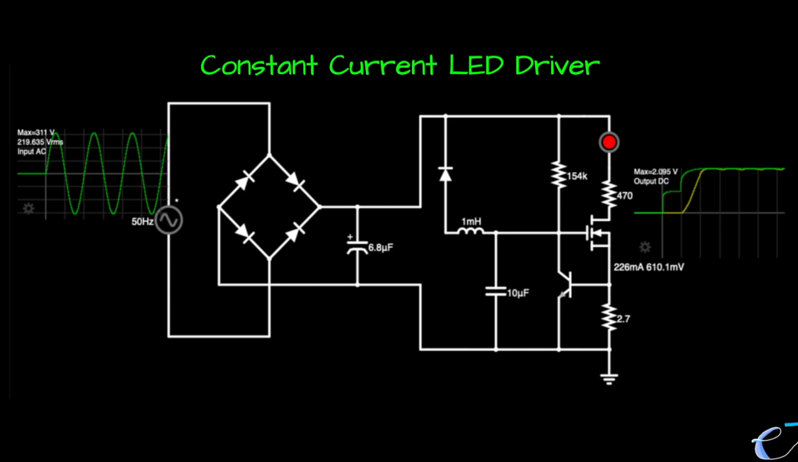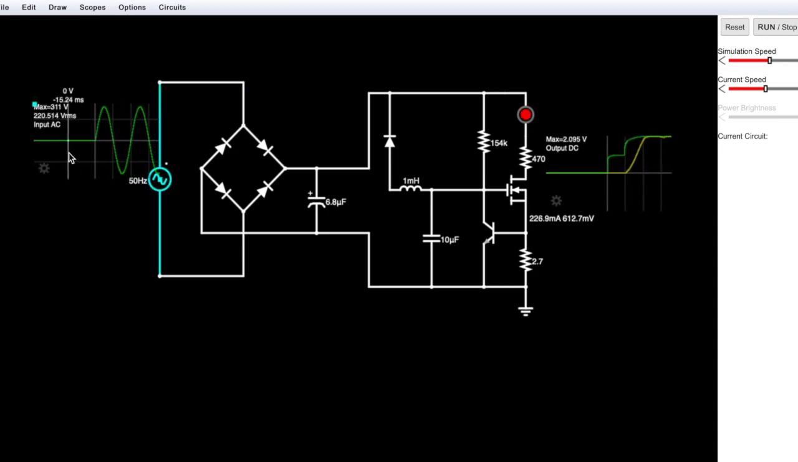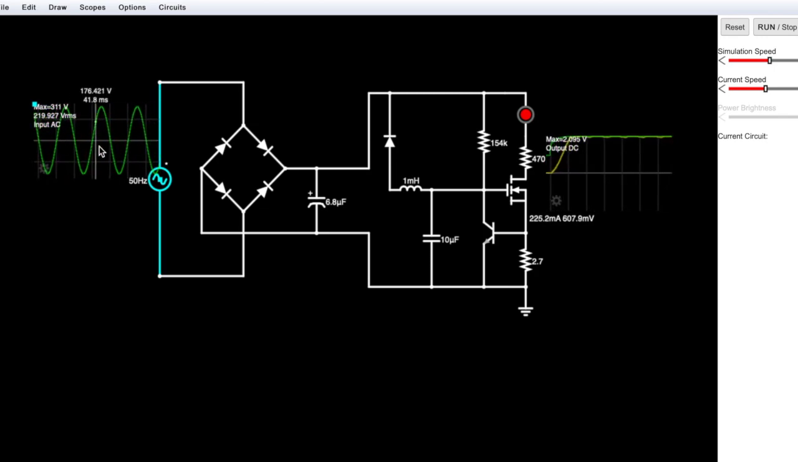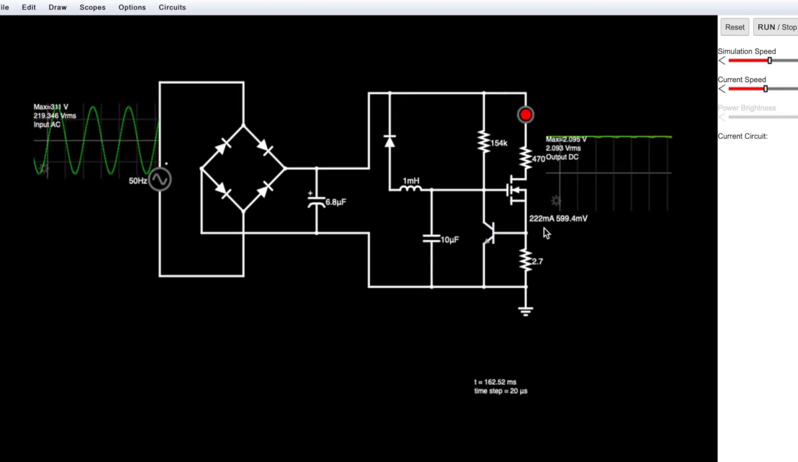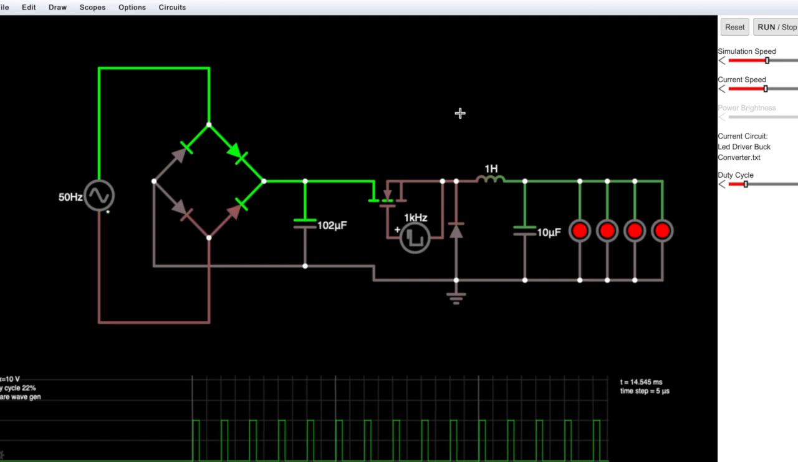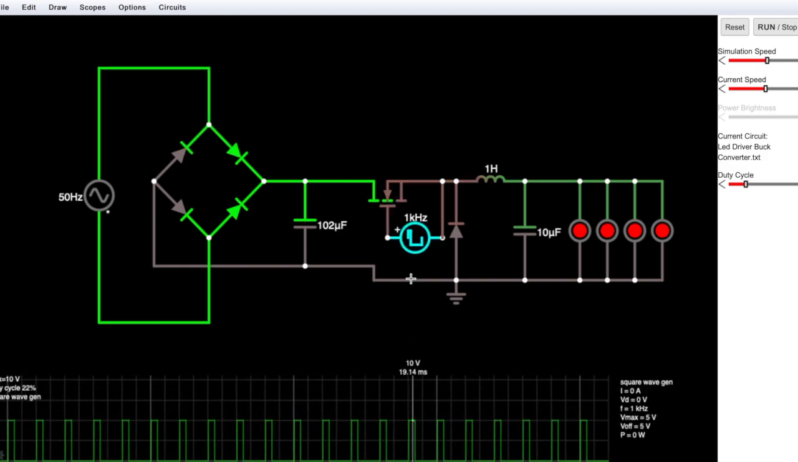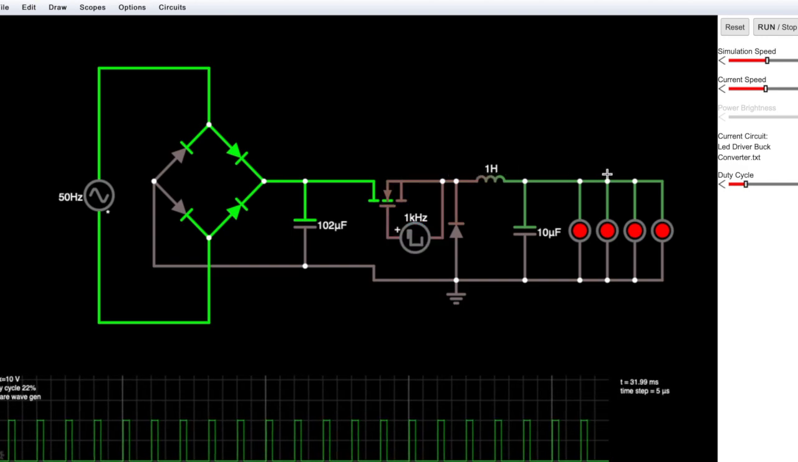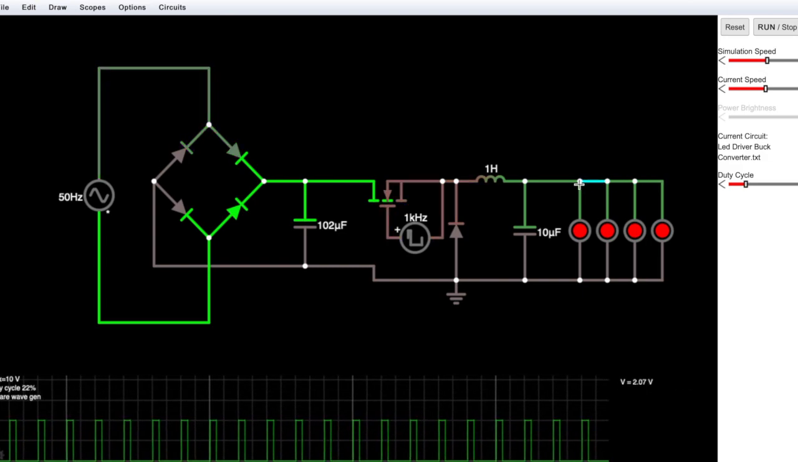Let's go back to Falstad and see how the whole circuit functions. Now if I run this, you should notice that we start off with 220 volts AC on the left, using the same components that we see in the schematic, finally coming down to a constant current of around 220 to 250 milliamperes. This is what a constant voltage driver would look like. As you can see here, at the bottom, you see the duty cycle of the square wave, and the square wave controls the voltage across the LEDs. And here you can see that we have a constant voltage of 2 volts across all the LEDs.